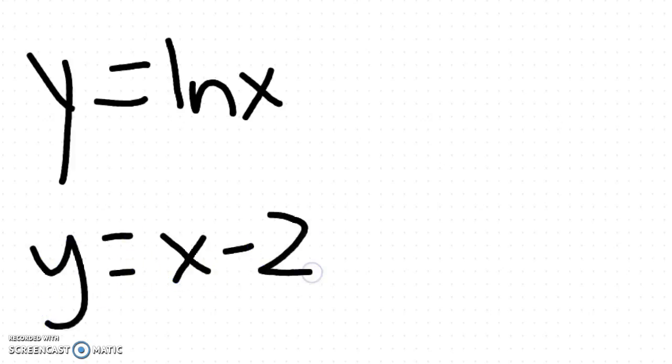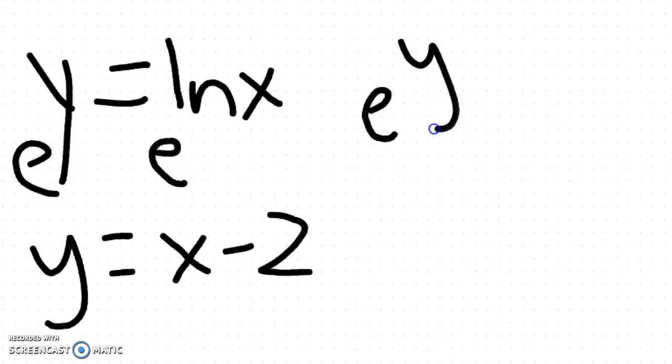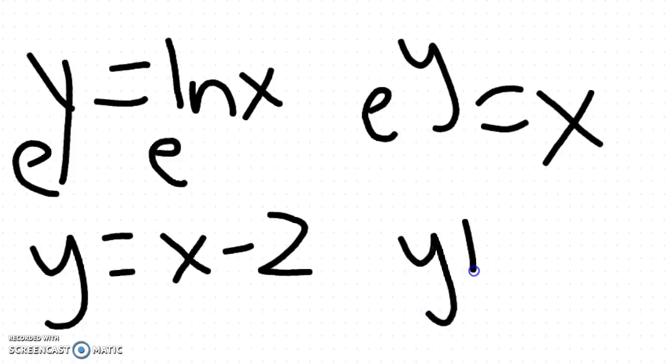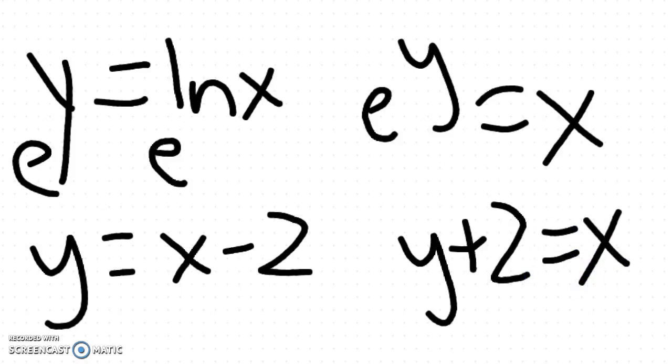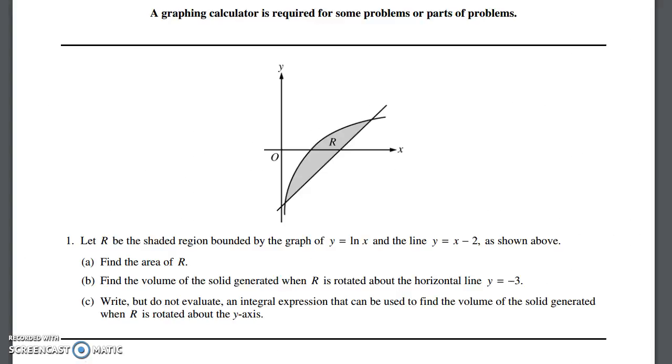Now writing this in terms of y, for the first one, we just raise everything to the e, right? So then we get e to the y equals x. And for the second one, we would have to add 2 to both sides, so we get y plus 2 equals x. Now, we have to do this because since we're rotating around the y-axis, we have to integrate in terms of y, and everything has to be in terms of y, right?